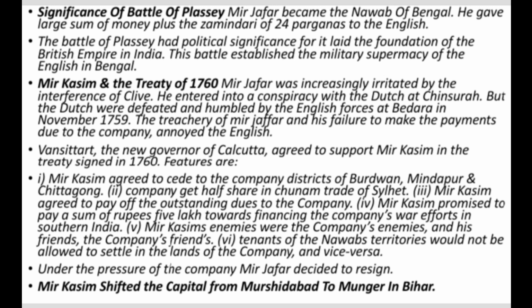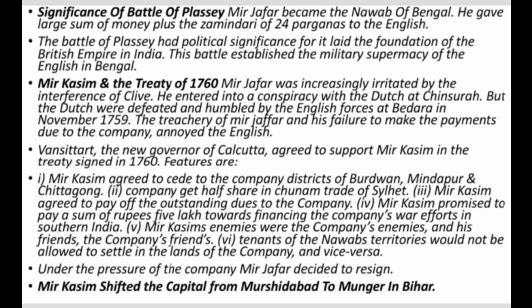Now, Mir Qasim and the Treaty of 1760. Mir Jafar was increasingly irritated by the interference of Clive. He entered into a conspiracy with the Dutch at Chinsura, but the Dutch were defeated and humbled by the English forces at Bidara in November 1759. The treachery of Mir Jafar and his failure to make the payments due to the company annoyed the English. Meanwhile, Miran, the son of Jafar, died, and a fight started for the Nawabship of Bengal between Mir Qasim, the son-in-law of Mir Jafar, and Miran's son.